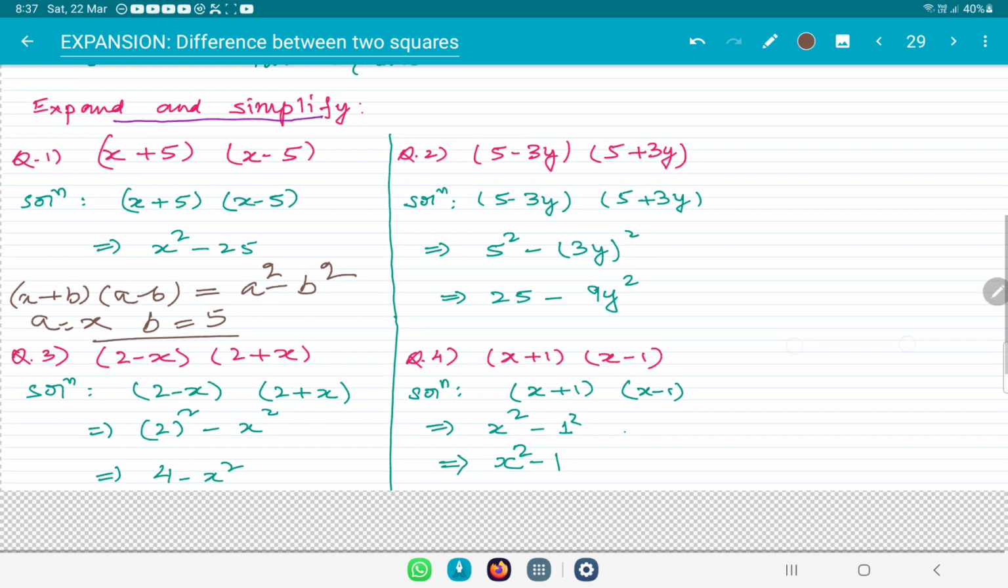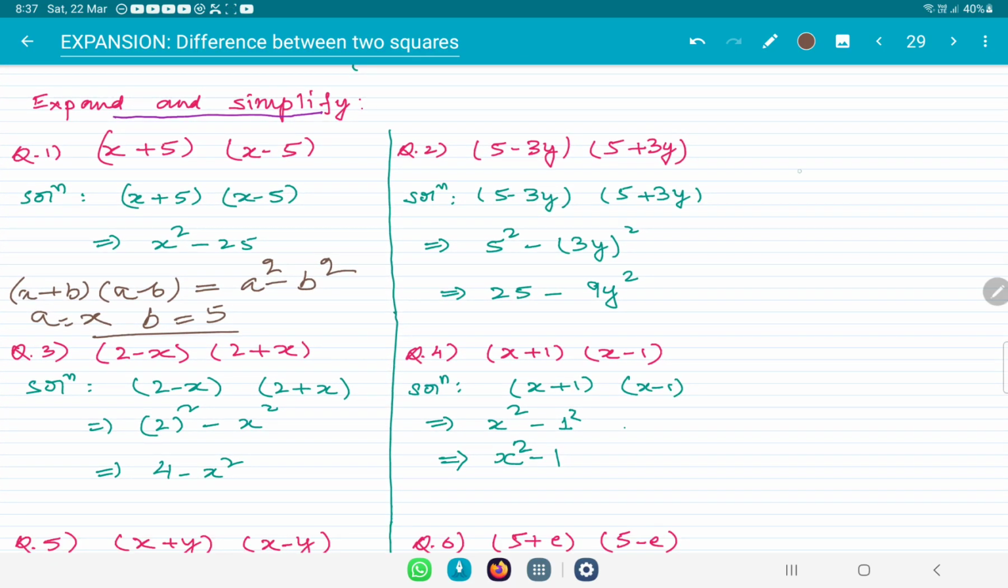Now see the next one, (5 minus 3y)(5 plus 3y). When we compare it with our original identity, a is 5 and b is 3y. Now just put it in a square minus b square. When you compare your particular question with the respective identity, it is very easy to write it in that form. This is your key, so every time use this key to write your answer.